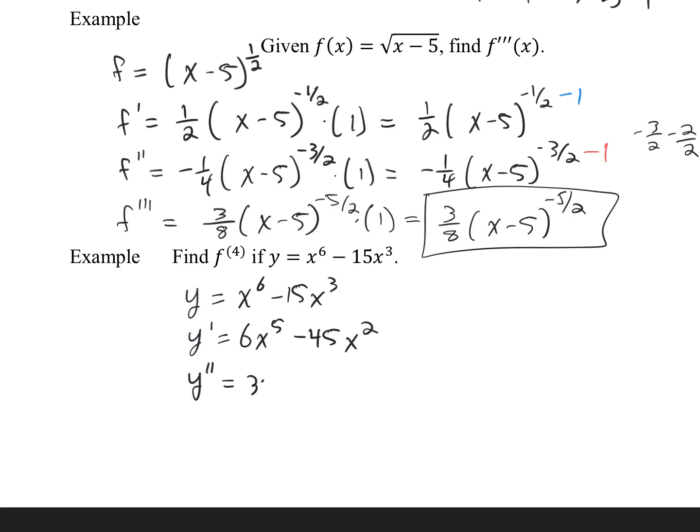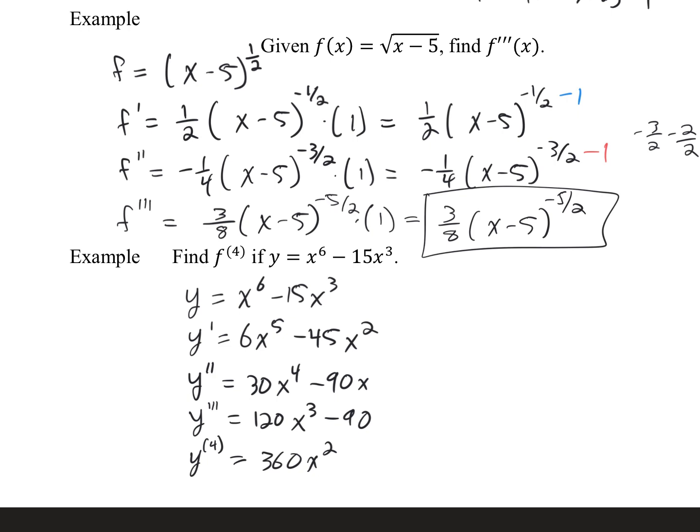6 times 5 is 30. We reduce the exponent by 1. 2 times 45 is 90. Reduce the exponent by 1. Third derivative is 120x cubed minus 90. And then the fourth derivative is equal to 3 times 120 is 360x squared minus 0. So we would just leave it like this.